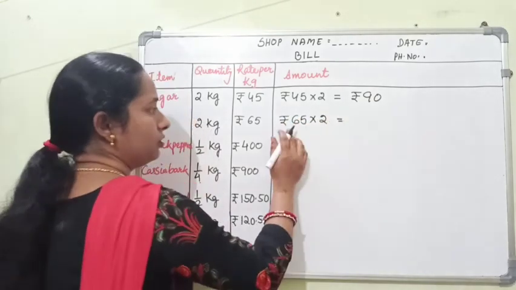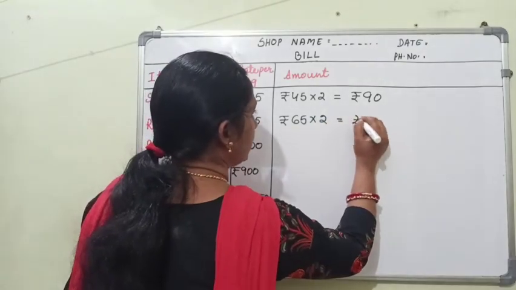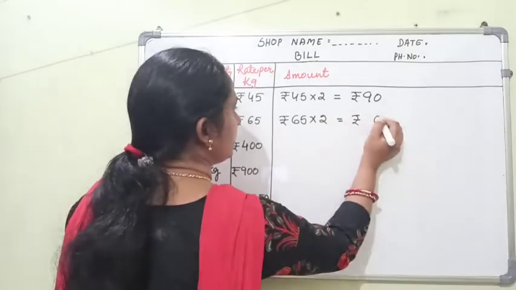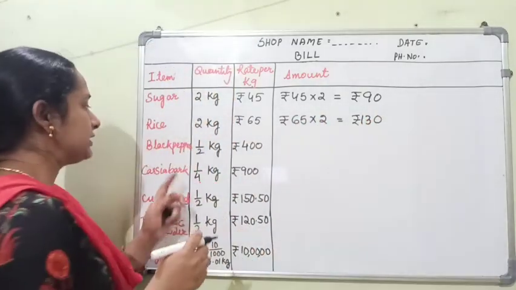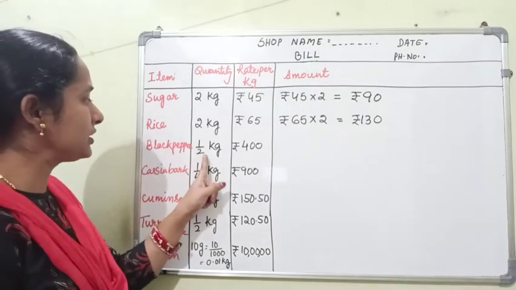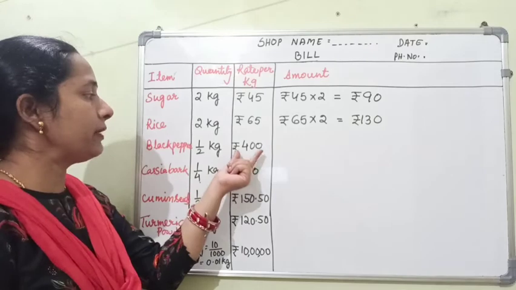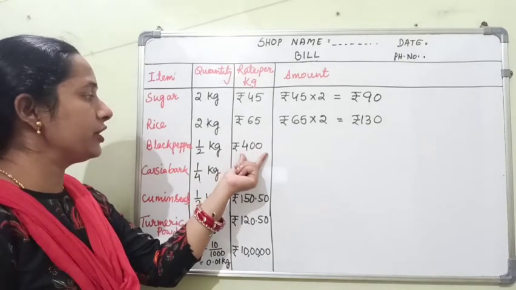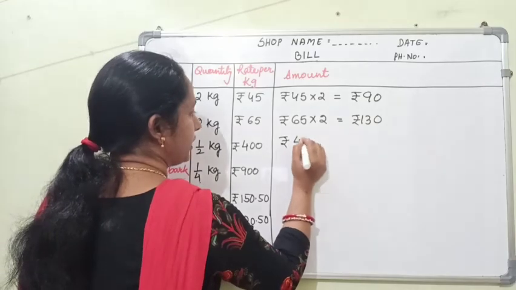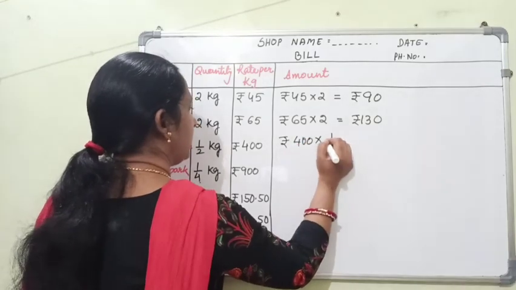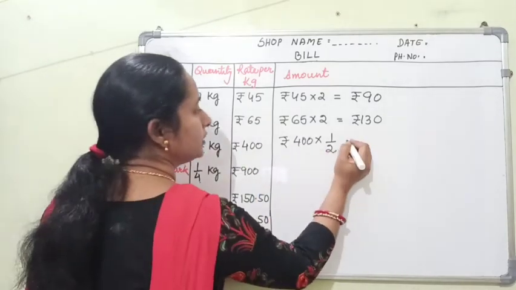This will give you 65 2s is 130. 5 2s are 10, 0 and 1, 6 2s are 12 plus 1, 13, 130. Similarly, black pepper was purchased, half kg by Mrs. Ghosh, where per kg the cost is 400 rupees. So what you will do? Rupees 400 multiplied by this quantity, right? Half kg. So half.